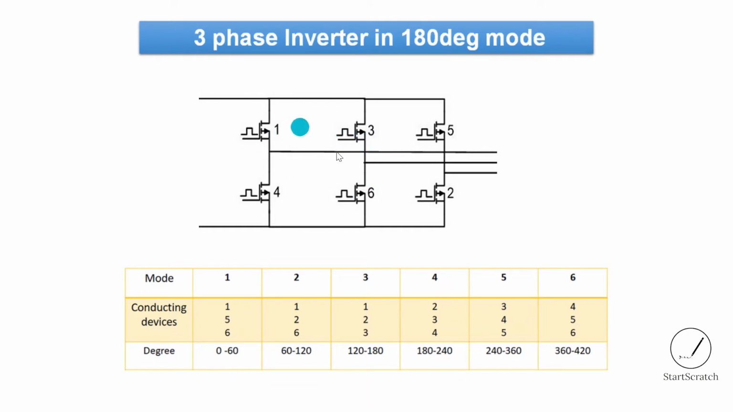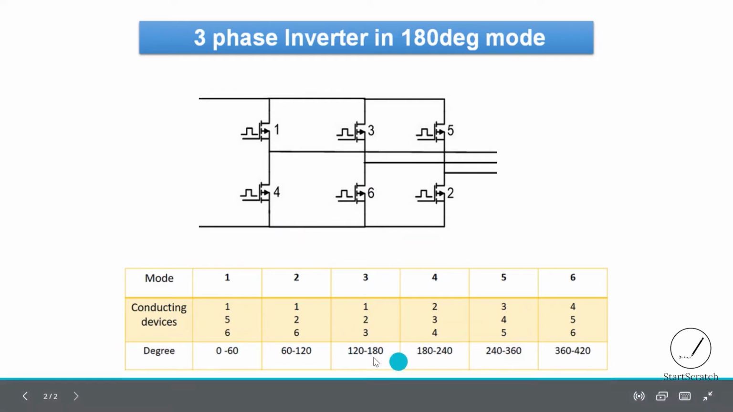Here we can use a MOSFET or IGBT as a switch. After 180 degrees, switch 1 will get turned off because it has completed its 180-degree conduction period. Another thing you can observe here is that after every 60 degrees, one of the switches gets turned off and another switch gets turned on. Similarly, you can check out the other modes of operation.